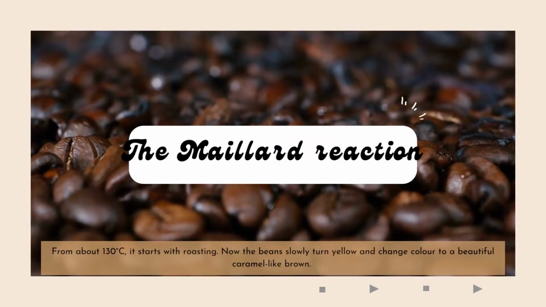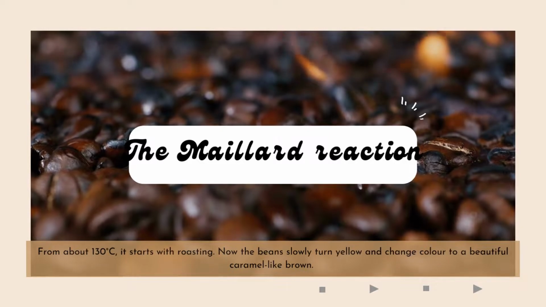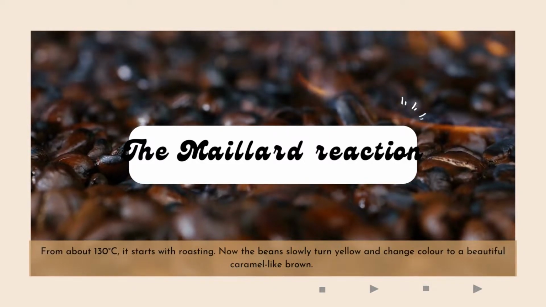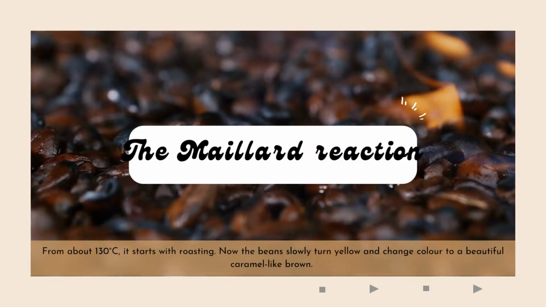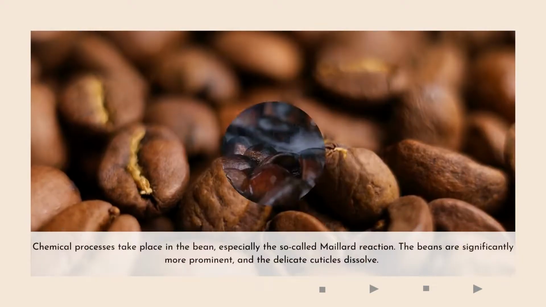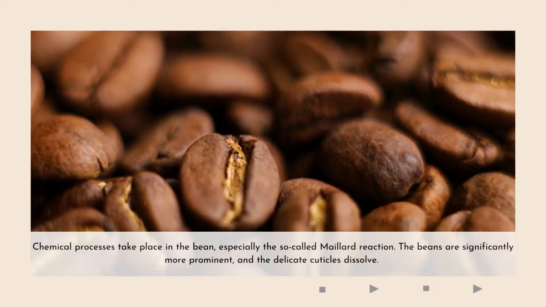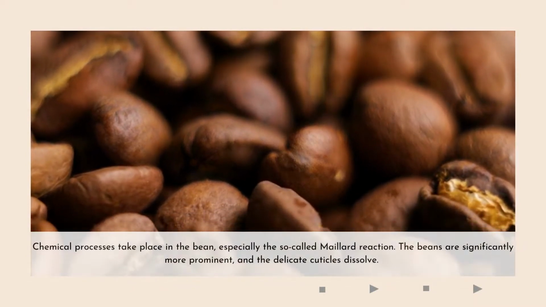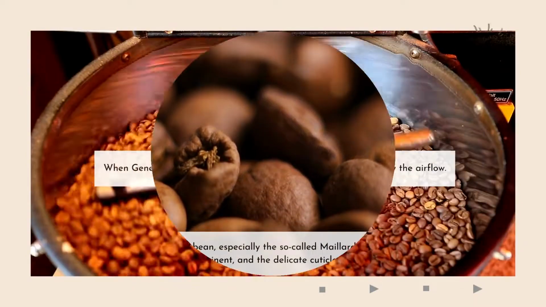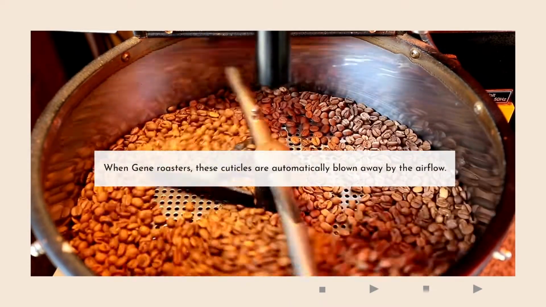Next, the Maillard reaction. From about 130 degrees Celsius, it starts with roasting. Now the beans slowly turn yellow and change color to a beautiful caramel-like brown. Chemical processes take place in the bean, especially the so-called Maillard reaction. The beans become significantly more prominent, and the delicate cuticles dissolve. When using Gene roasters, these cuticles are automatically blown away by the airflow.